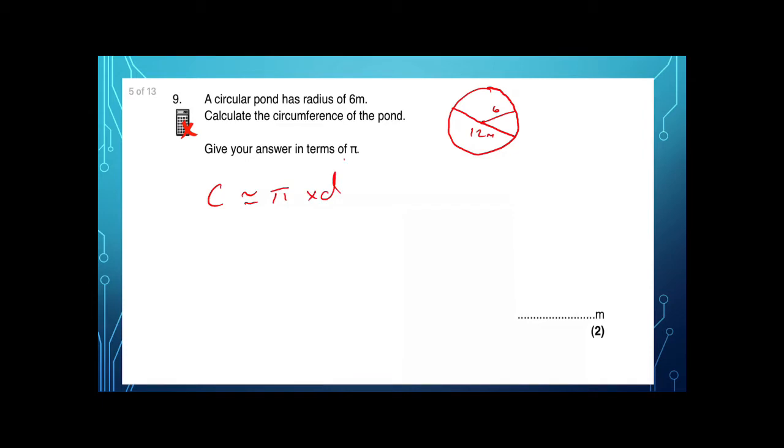Now it says leave your answer in terms of pi. So that basically means don't put a number in for pi. So we'll just keep it as it is. Okay, so pi times 12, and it's typical to write that as 12 times pi, which is 12 pi, and 12 pi meters.